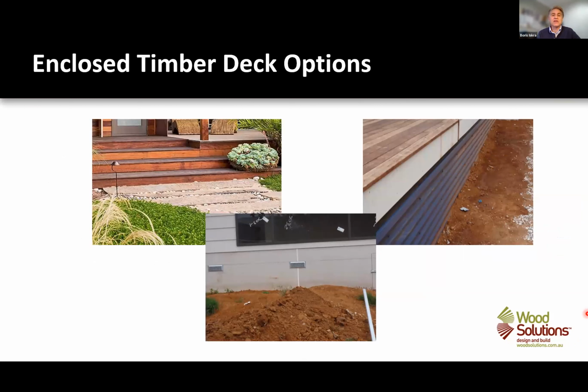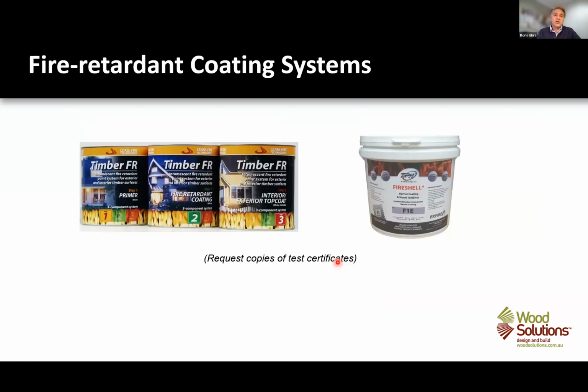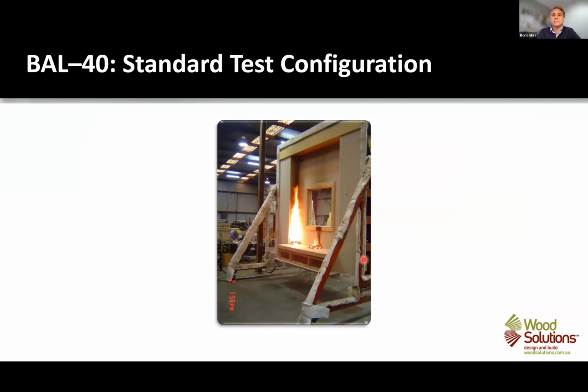There are other ways of achieving enclosed decks using compliant timber species to clad the underside of the deck, or using some sort of corrugated metal or even fibre cement sheet. So there are also ways of achieving that enclosure under the bushfire standard as well. I mentioned earlier that there are fire retardant coating systems that can be applied. One of the key things is just request copies of test certificates for those. Sometimes they'll be tested with some timbers and not with others. So it's very important to just ask for those test certificates.